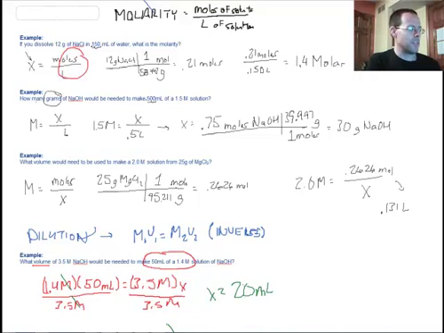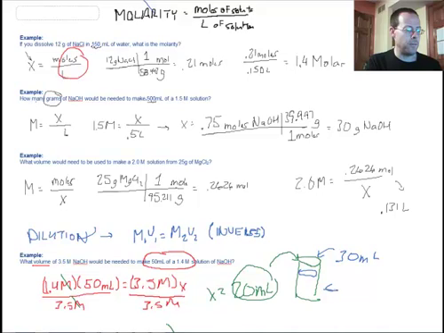Alright, so what does this mean? It says what volume of 3.5 molar would be needed to make 50 milliliters of 1.4 molar solution? So what I'm going to do is take the concentrated stuff and pour 20 milliliters of that into a beaker. But what do I want my solution to be? I eventually want 50 milliliters. So to that 20 milliliters of concentrated stuff, I'm going to now add 30 milliliters of water. How come? Because I want a total solution of 50 milliliters. And when I add the water, it goes from 3.5 molar to 1.4 molar.